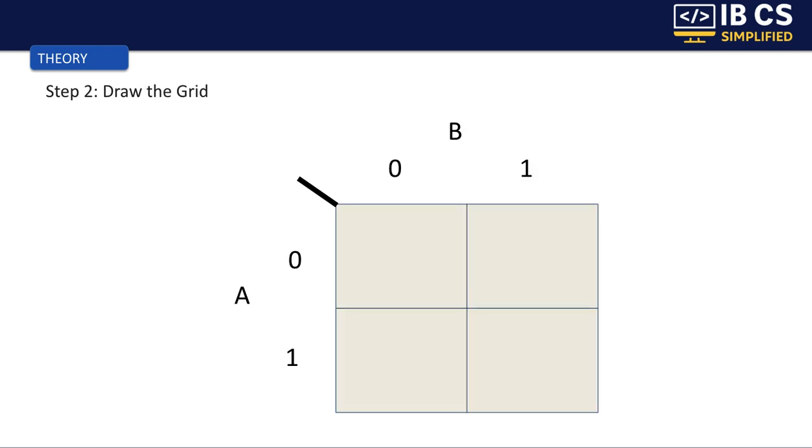We start off by drawing our grid. A 2 variable K-map is simply a 2x2 grid. The rows represent A and the columns represent B. Each square corresponds to 1 row in the truth table.